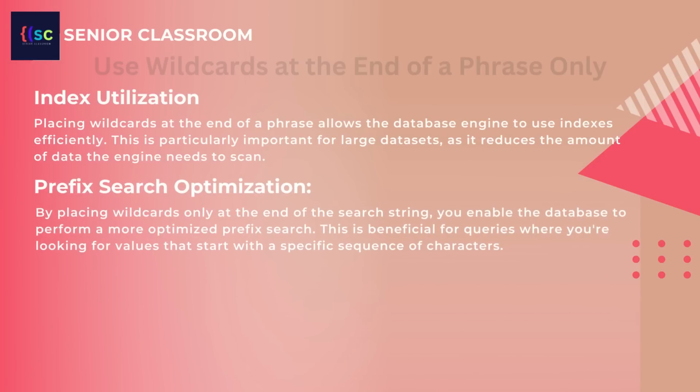Prefix search optimization. By placing wildcards only at the end of the search string, you enable the database to perform a more optimized prefix search. This is beneficial for queries where you're looking for values that start with a specific sequence of characters.